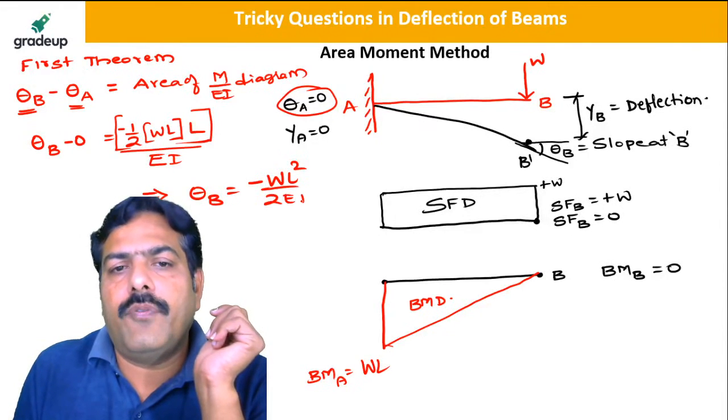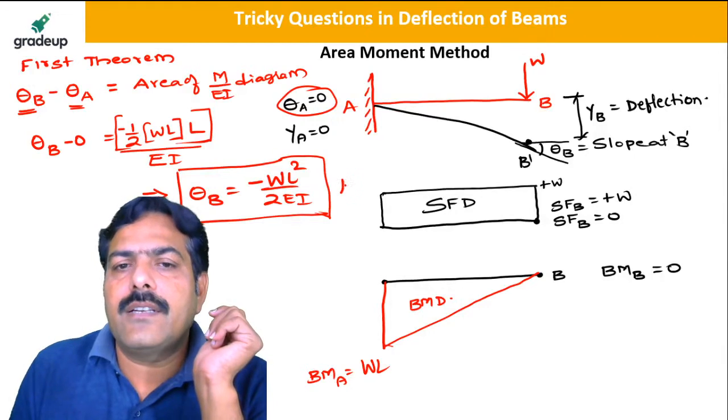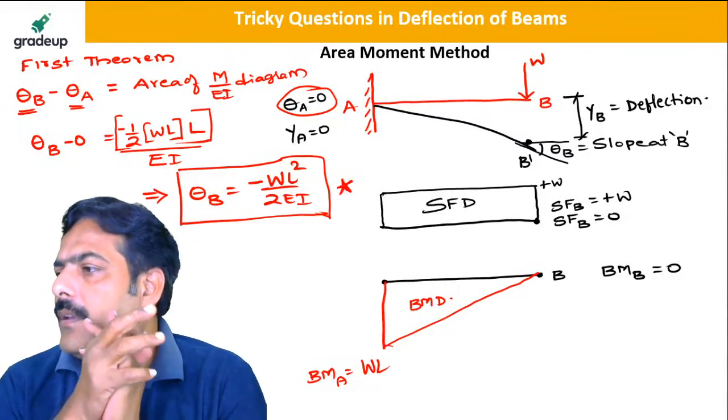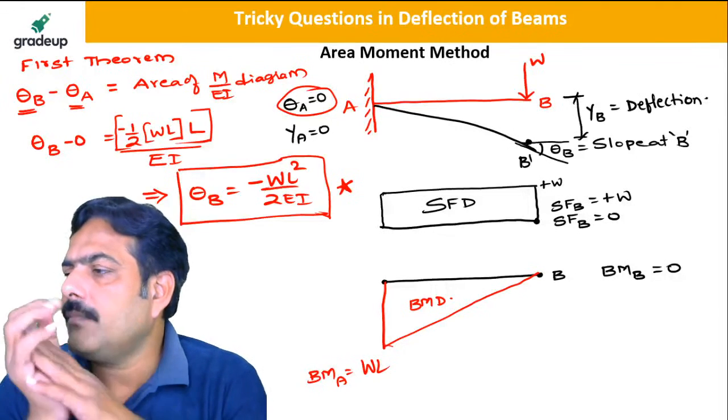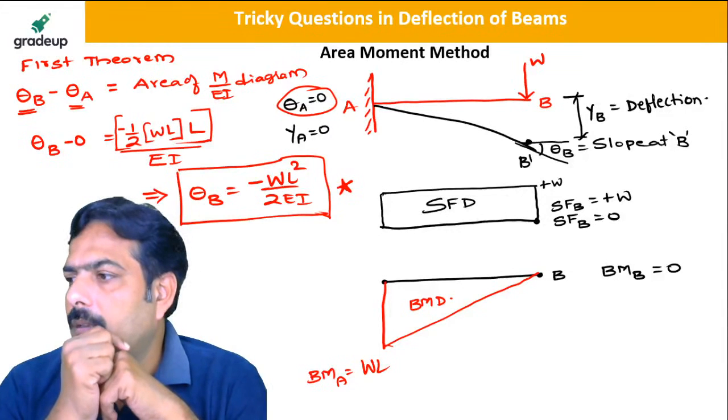So from this you get the slope at B is equal to minus WL square upon 2 EI. Is it clear to all of you now? So directly you take the area of the bending moment diagram divided by EI. That itself is the slope for the problem. Is this clear to everybody? Is this clear? Yes, my dear friends. Any doubt?